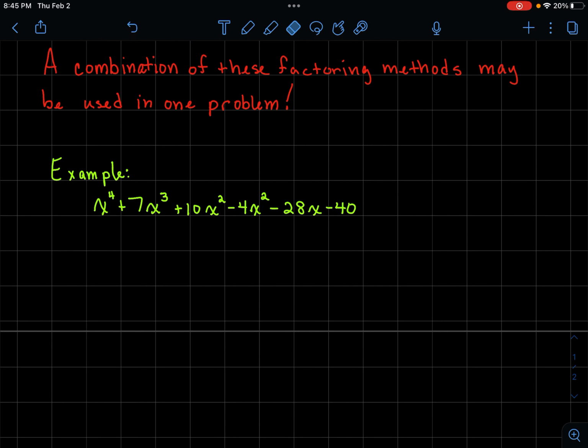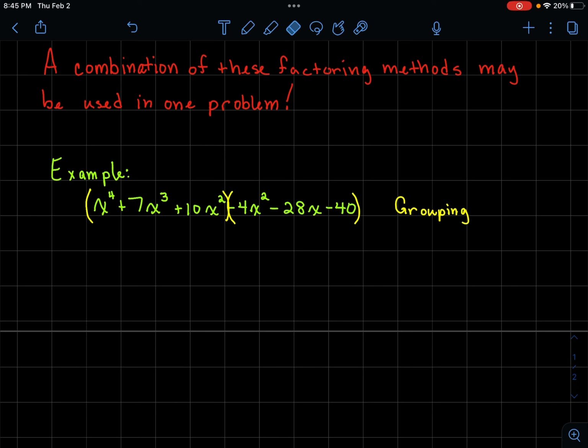The first example that we're going to have here is this 6-term polynomial where we have x to the fourth plus 7x cubed plus 10x squared minus 4x squared minus 28x minus 40. Right away, I noticed that I have an even number of terms, and we just said right up above that if we have an even number of terms, grouping is going to be the best method to use for this. So I'm going to cut it right in half.